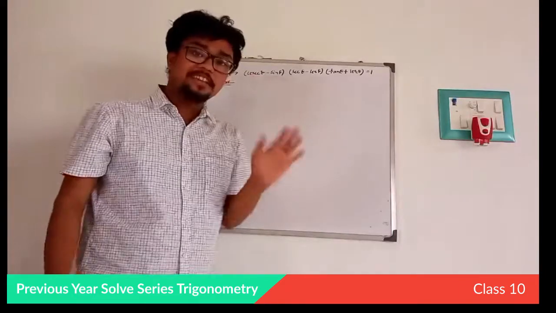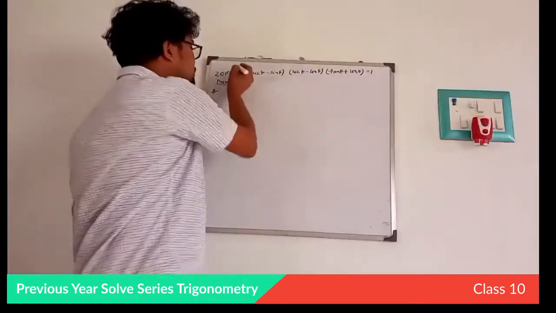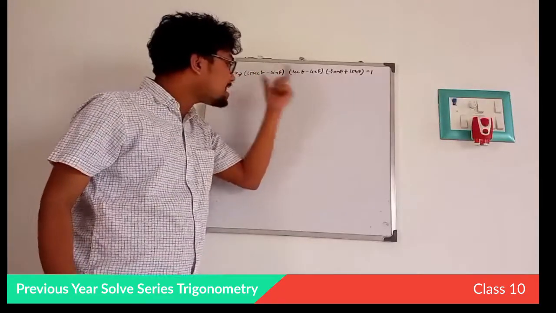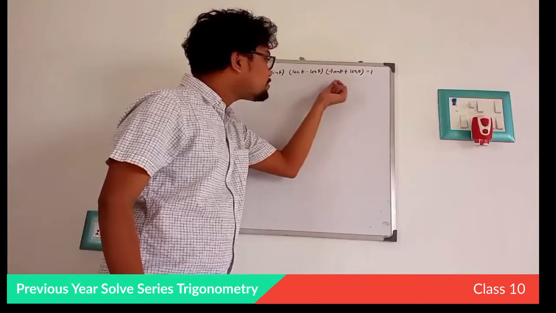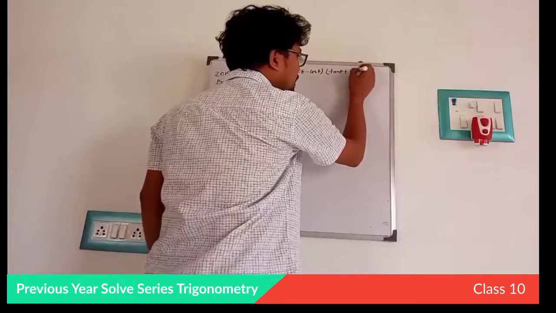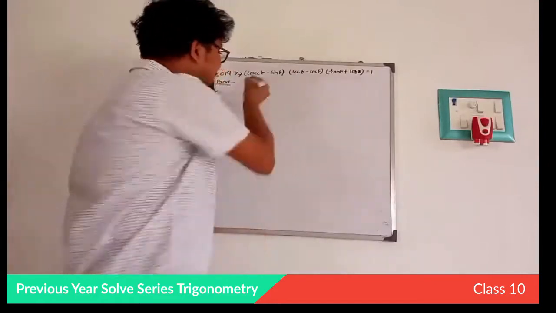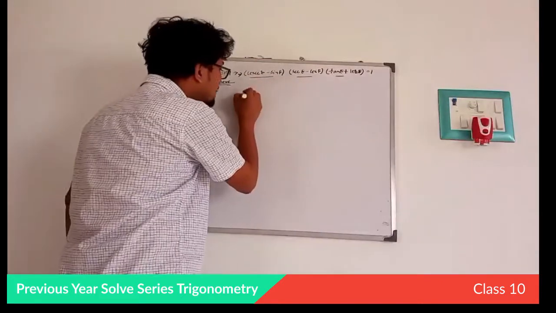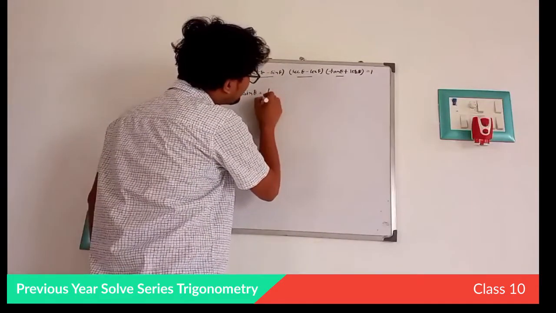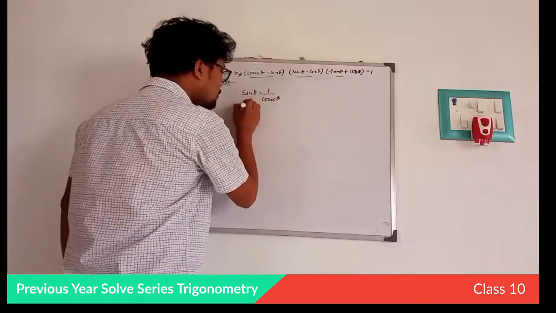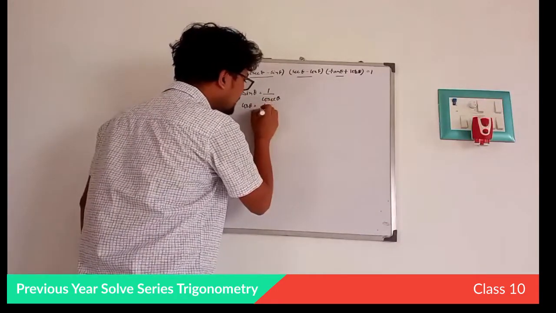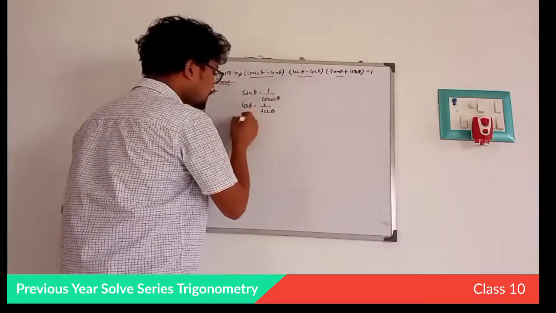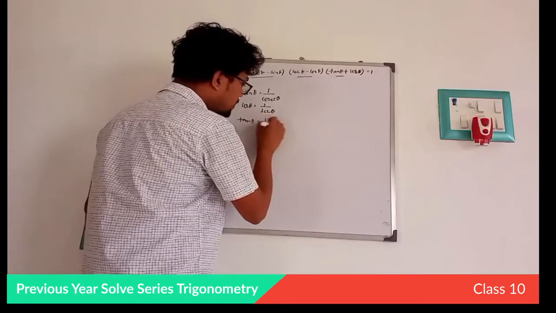My first problem came in 2019. What is the question? Cosec theta minus sin theta in bracket, sec theta minus cos theta in bracket, into tan theta plus cot theta. Now look very carefully in each bracket. We know sin theta equals 1 by cosec theta, cos theta equals 1 by sec theta, and tan theta equals 1 by cot theta.